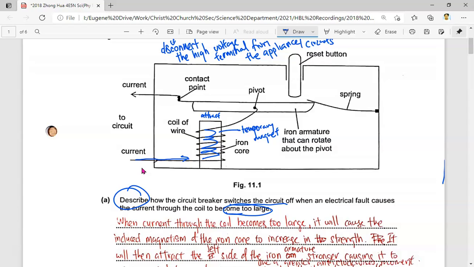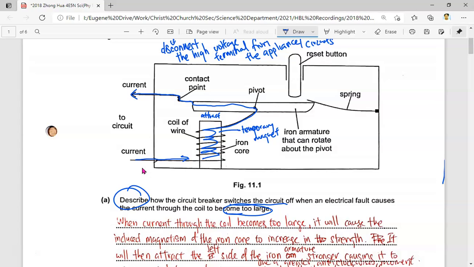Anyway, back to the flow of the current. The current flows around the coil of wire. It goes to the pivot. Because the iron armature is a metal, it will conduct electricity towards the contact point and out over here. So this is the natural flow of the current.